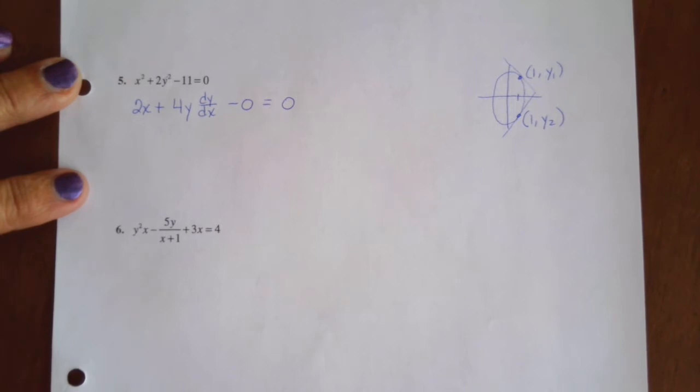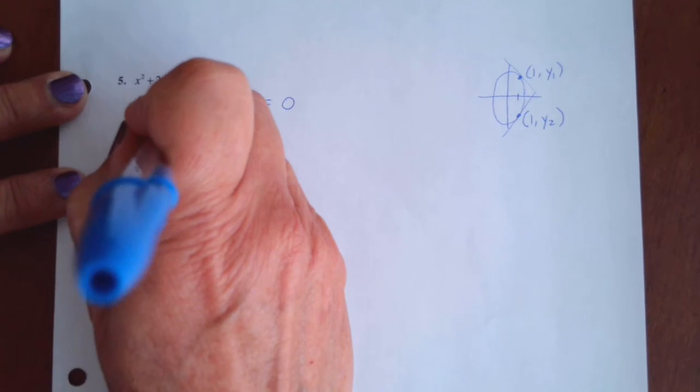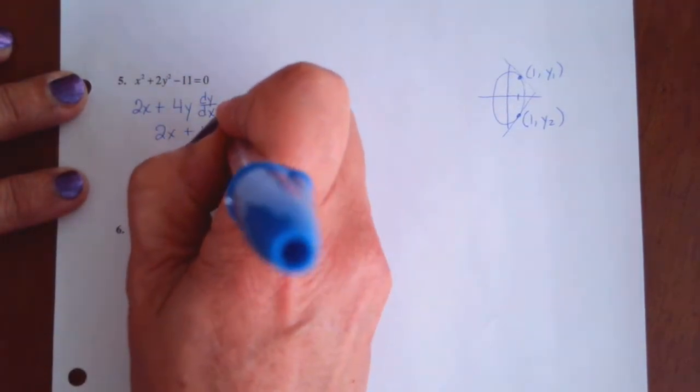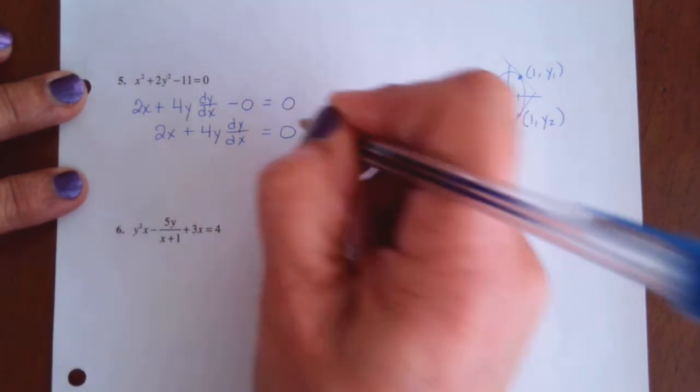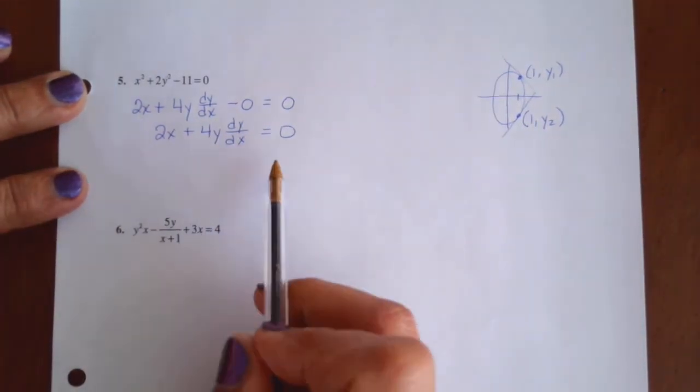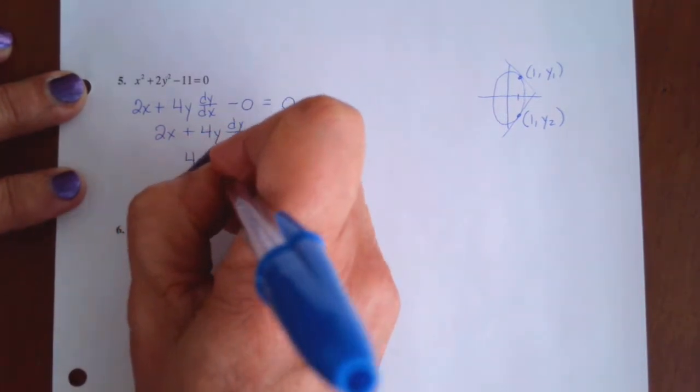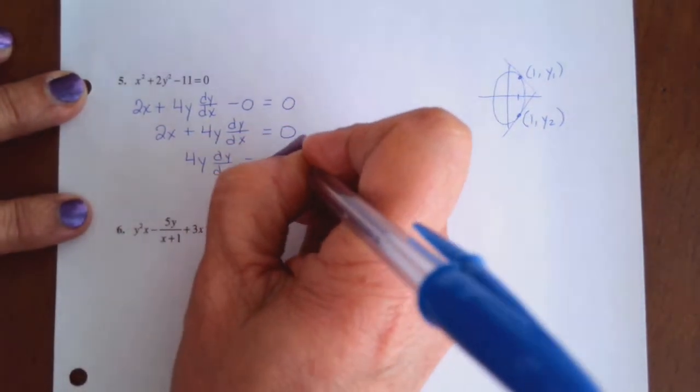All right, so now we're supposed to solve for dy/dx. So I'm just going to get rid of the 0 on the left. Okay, so I'm going to subtract the 2x over to the right. So I get 4y dy/dx equals negative 2x.